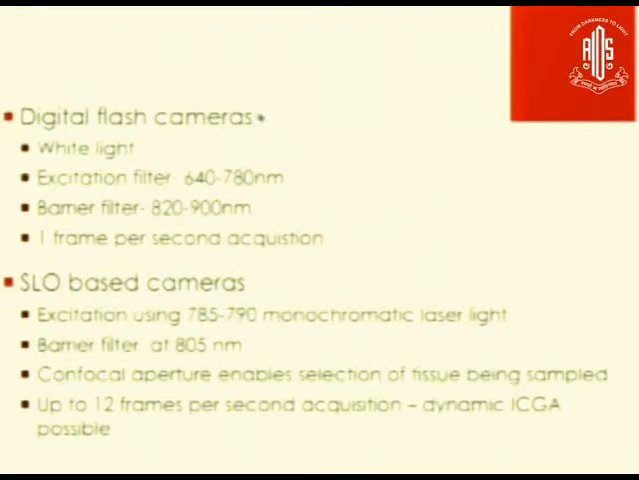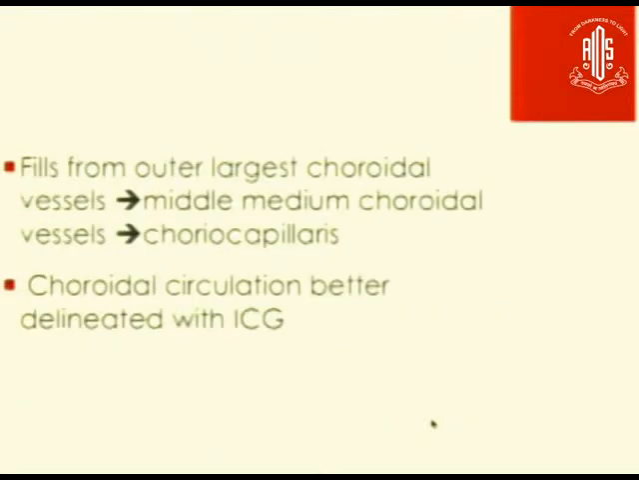In the digital flash cameras, the excitation filter is 640 to 780 nanometers, so still a broad range, and the barrier filter is 820 to 900 nanometers. But contrast this with the SLO based one, where there is a monochromatic laser light that is focused and an 805 nanometer barrier filter. Hence all the laser light is totally filtered away. It's also confocal, and hence you get an extremely crisp, clear image. And up to 12 frames per second are acquired here, and hence you get a dynamic ICG angiography.